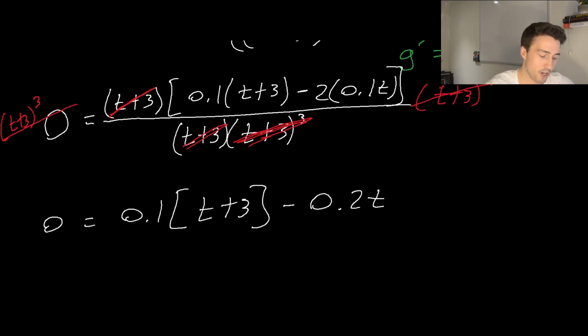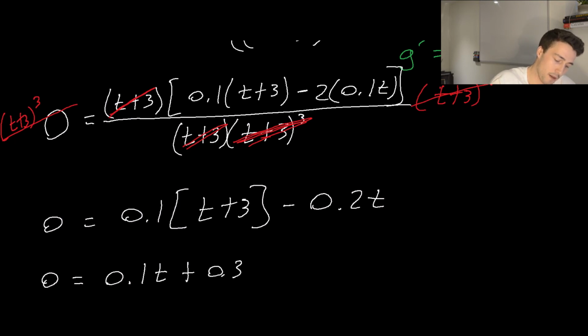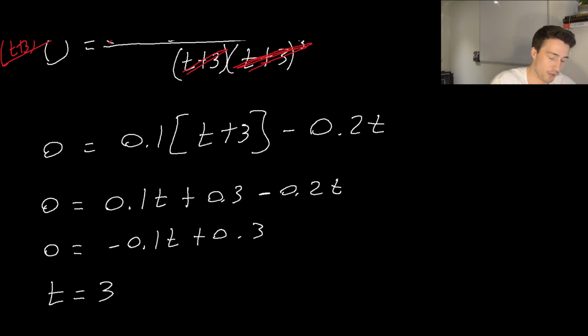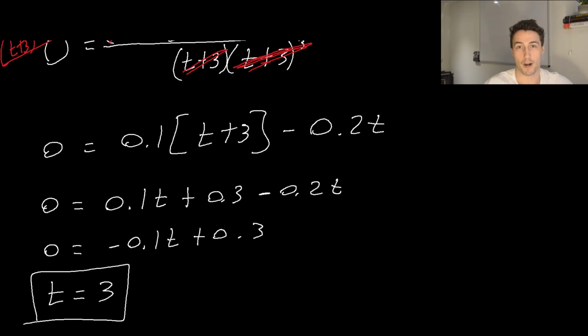And now we have our function that's a lot more simplified. So here we're just going to solve this, or I guess expand it: 0.1t plus 0.3 minus 0.2t. And if we collect like terms, this will be negative 0.1t plus 0.3. If we solve for t, we're going to get a value of 3. So at 3, we either have a maximum or a minimum, right? Because the slope is definitely 0 at that value.